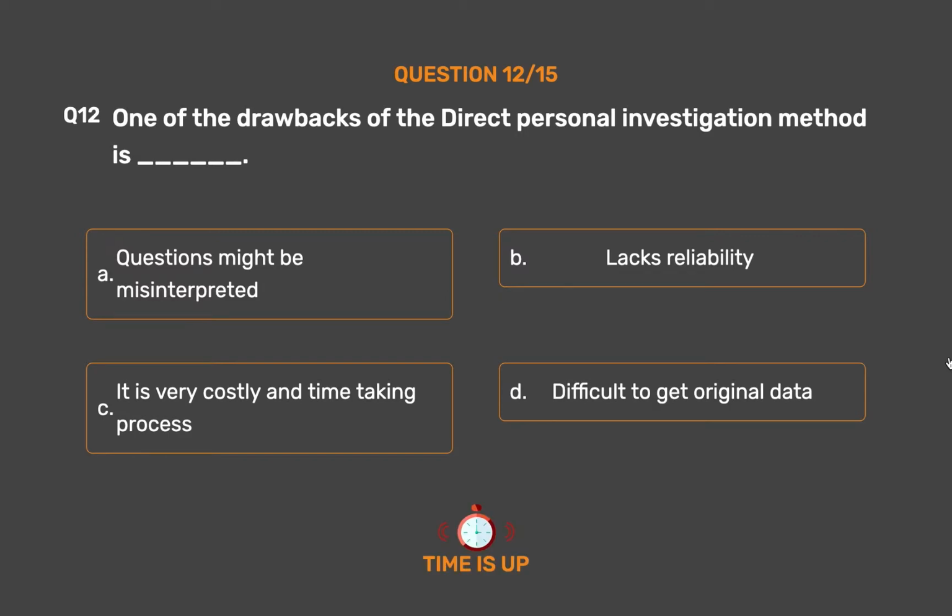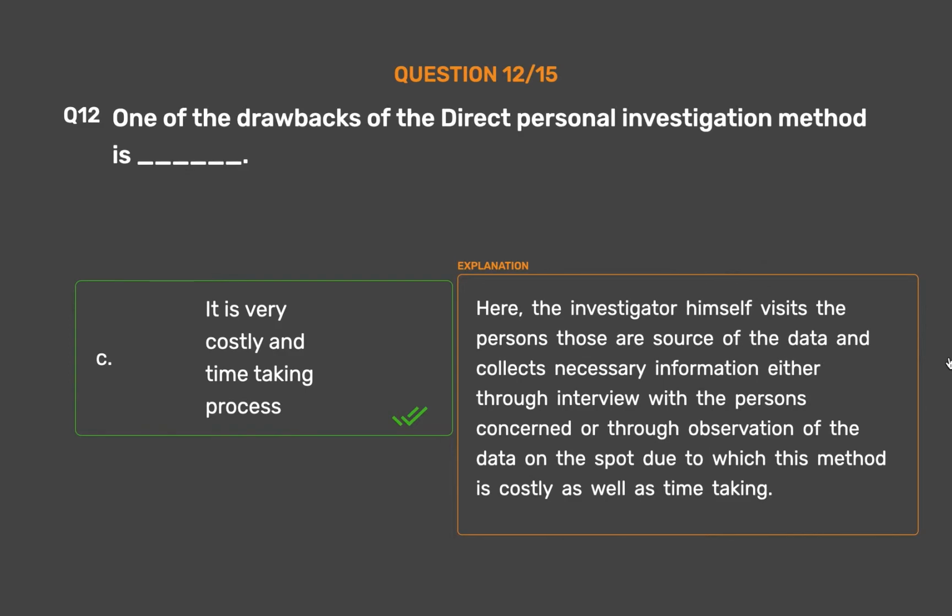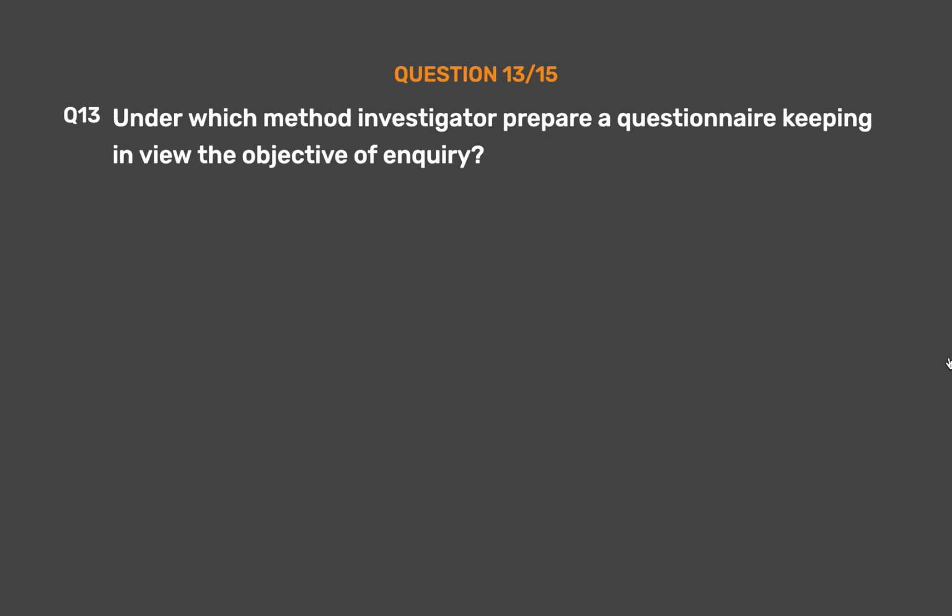The correct answer is Option C. It is very costly and time-taking process. Here, the investigator himself visits the persons who are the source of the data and collects necessary information either through interview with the persons concerned or through observation of the data on the spot, due to which this method is costly as well as time-taking.